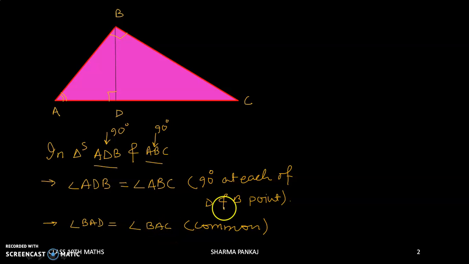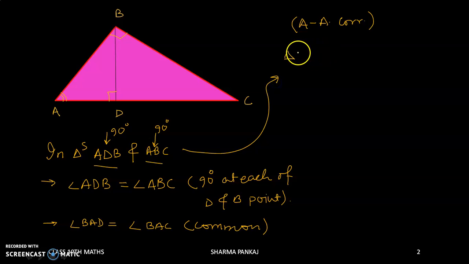It means what? By angle corollary, we have that these two triangles, ADB, which we have assumed initially, triangle ADB is similar to triangle ABC.